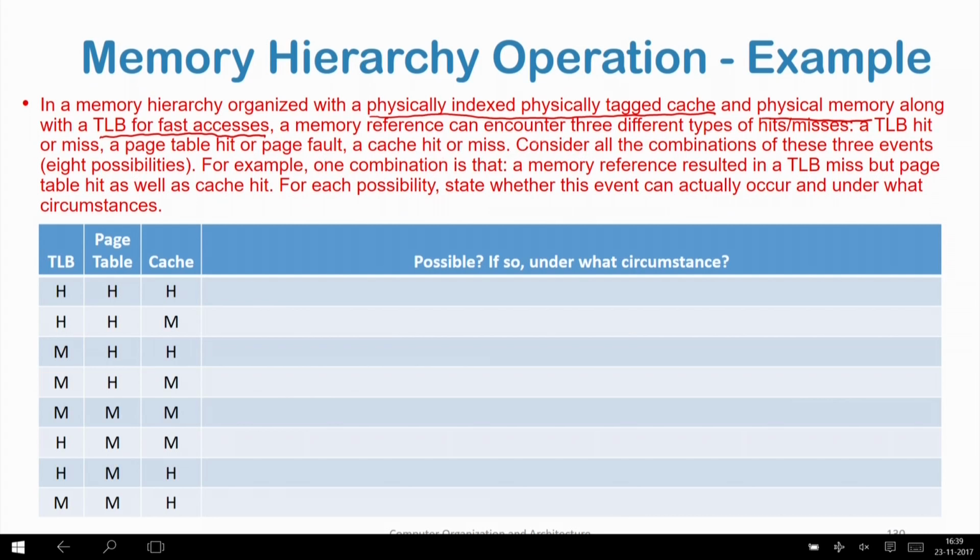So, a memory reference in this system can encounter 3 different types of hits or misses. It can encounter a TLB hit or miss, a page table hit or miss, and a cache hit or miss. So, consider all the combinations of these 3 events. You have 8 possibilities. For example, one combination is that a memory reference resulted in a TLB miss, but a page hit and a cache hit.